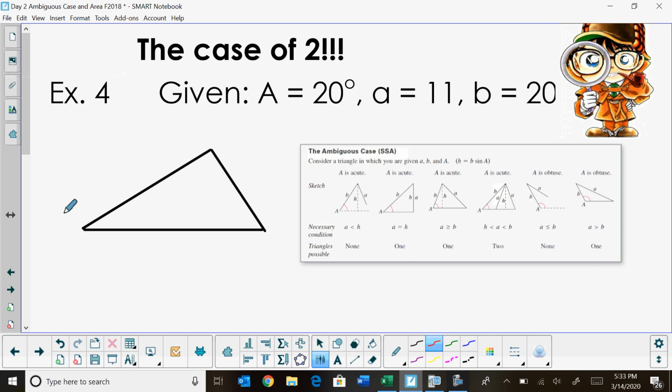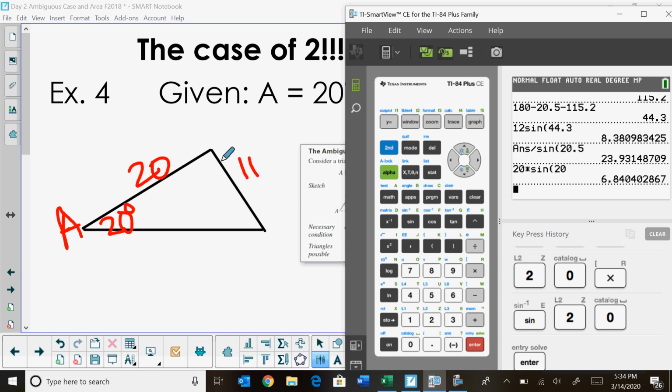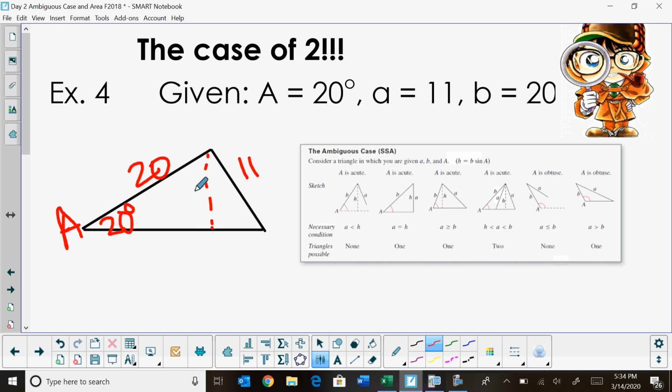So here's angle A at 20 degrees. Side little a is 11 and side B is 20. Let's check our height. To find the height, we take the adjacent side, which is 20, times sine of A, the given angle, which is 20. So the height is 6.8. This height, 6.8, is shorter than the side 11, so indeed we can have a swing arm. So we're going to have two possible triangles.